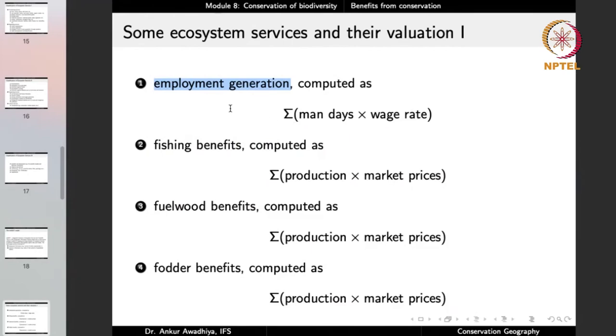Typically, a large number of ecosystems in the form of our protected areas give employment to people who act as guides, who act as gypsy drivers, who act as people in the hospitality sector, because the tourists will be staying in some hotels, so there have to be people to cook food, to serve them food, to take care of their hotel rooms, and so on. So there is a large amount of employment that gets generated merely because there is a protected area that has been created. Now, this employment generation can be computed as the number of man days that are generated multiplied by the wage rate. Different people would be paid at different wages, so we can do a summation of the number of man days for each person who is getting employment multiplied by his or her wage rate. This gives us a valuation of the amount of employment that is getting generated because of the in situ conservation reserve.